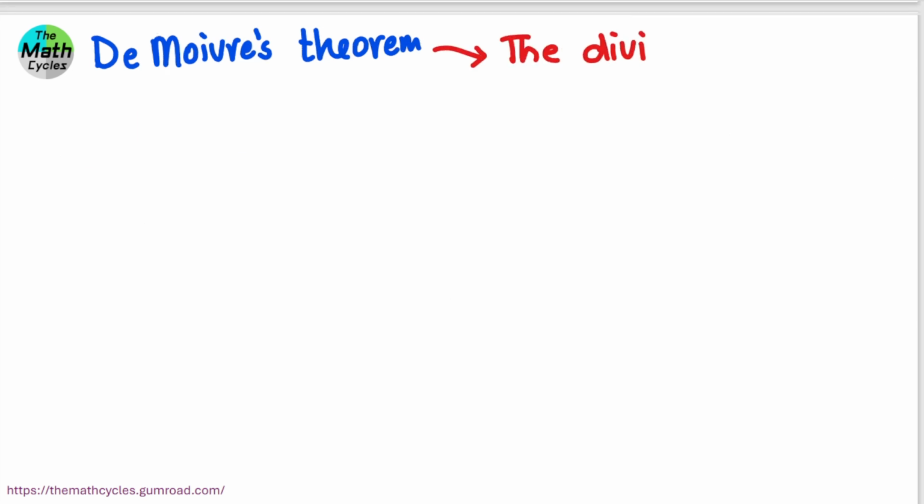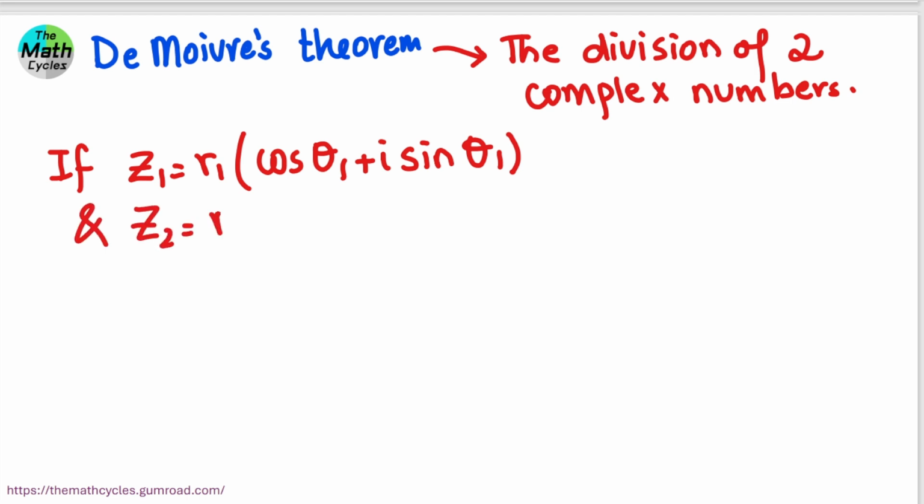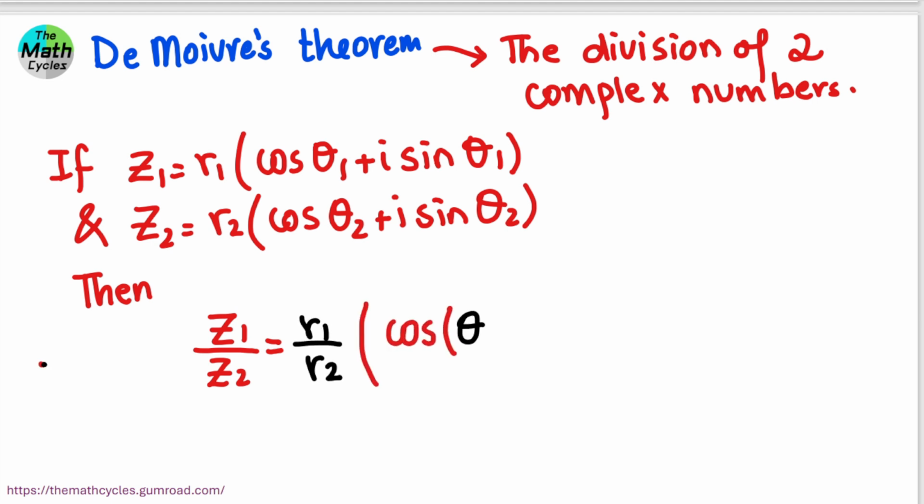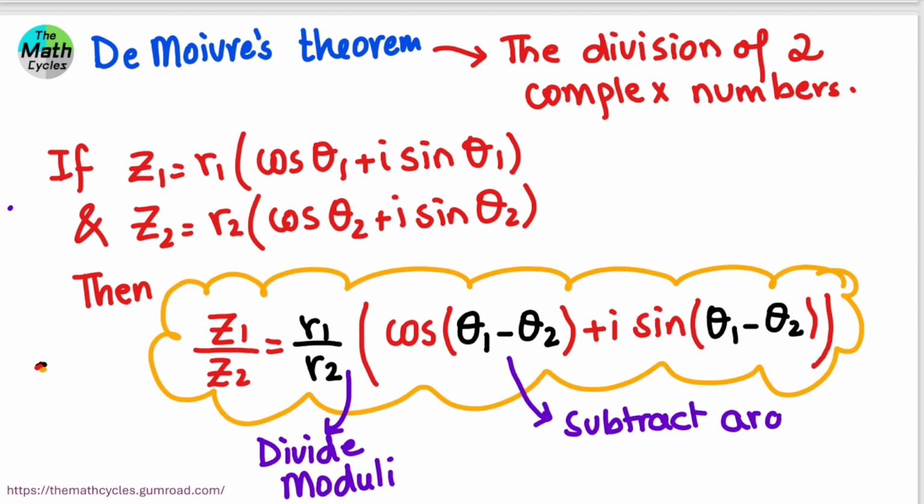Now, let's apply De Moivre's theorem for the division of two complex numbers. If Z1 equals R1 into cosine theta 1 plus i sine theta 1, and Z2 equals R2 into cosine theta 2 plus i sine theta 2, then by dividing Z1 and Z2, we will divide the moduli as well. So R1 by R2 into cosine theta 1 minus theta 2 plus i sine theta 1 minus theta 2. So here we divide the moduli and we subtract the arguments.